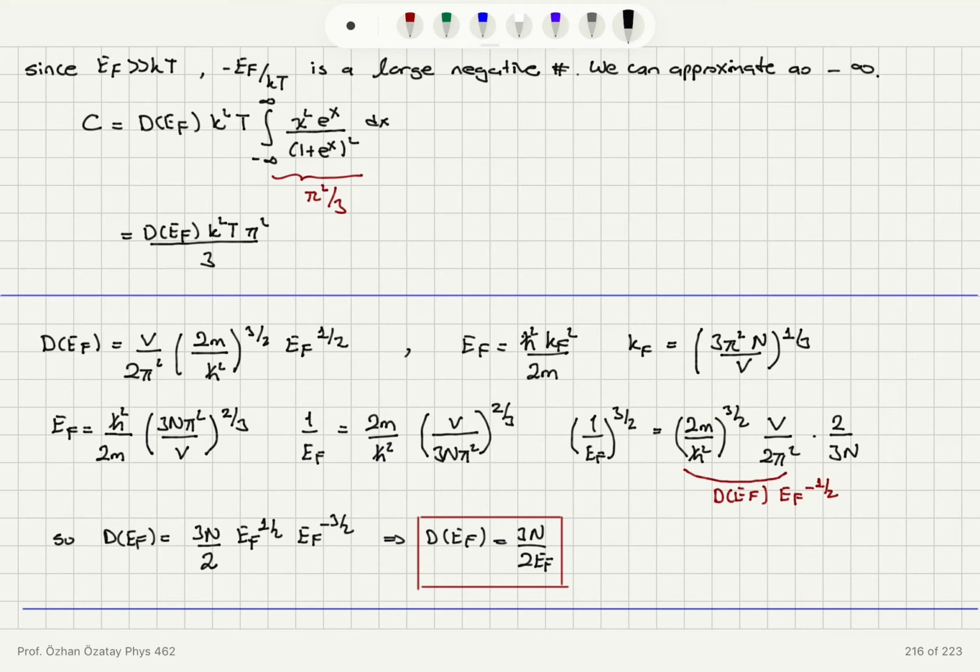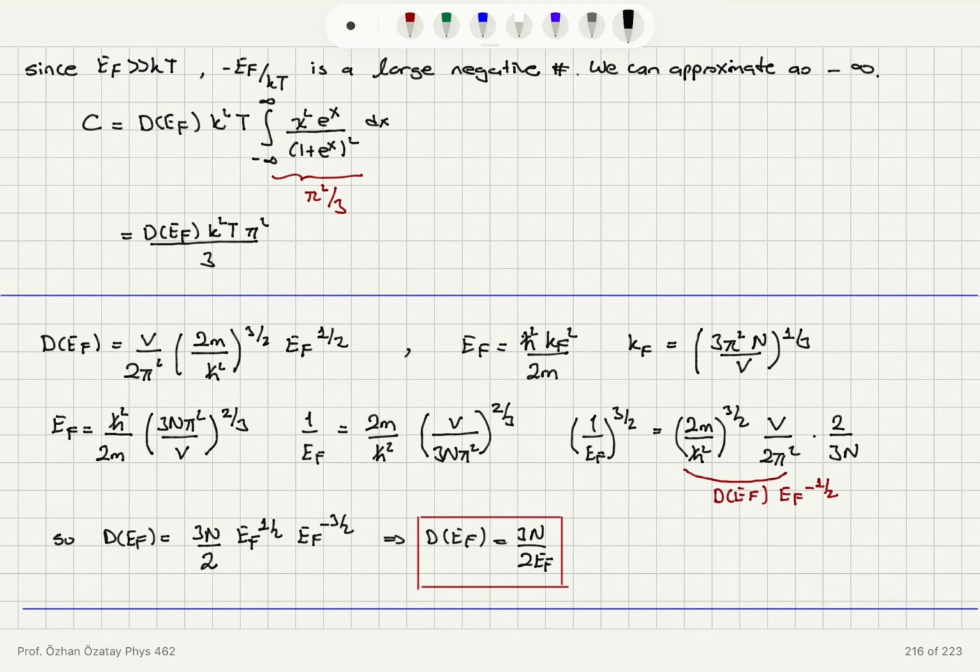So we find that the heat capacity should be density of states at Fermi level, k squared t pi squared over 3. Now I need to evaluate density of states at the Fermi level. It is V over 2 pi squared, (2m over h bar squared) to the 3 halves, E Fermi to the 1 half. E Fermi was h bar squared kf squared over 2m. kf was (3 pi squared N over V) to the power 1/3.